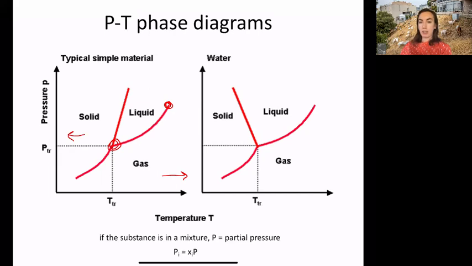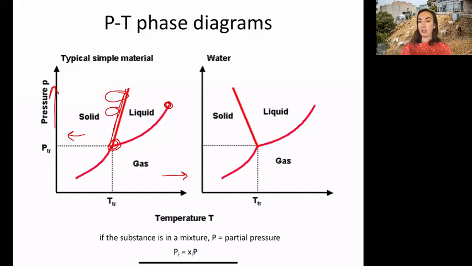A couple other things to note with PT diagrams: the slope of this solid-liquid line right here is usually the case for a typical simple material. What we have on the left here, it's usually the case that the higher pressure we go, the more we favor solids. So as we go up in pressure, solids become a larger part of our phase diagram.